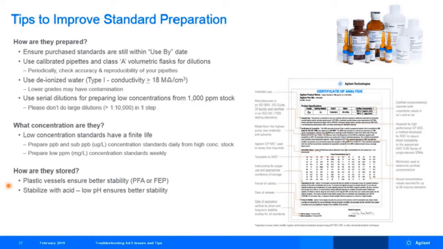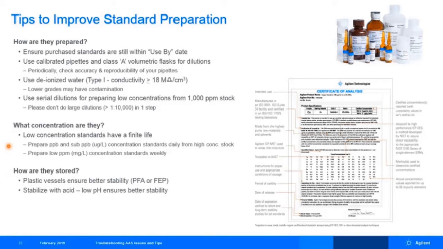We also have to think about how we're storing the calibration standards that we've prepared. The standards should be acidified to make sure that they have the best stability. And of course, ideally, we really want to store them in plastic vessels because that will also help provide better stability. The PFA or fluorinated vessels are the best of all, of course.